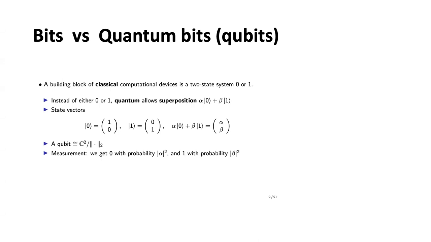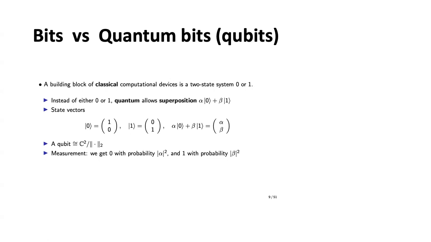Now let's compare bits versus quantum bits. A building block, as we said, of a classical computational device is the two-state system 0, 1. We all know that. Instead of either 0 or 1, quantum allows a superposition. That means it replaces this notion of 0, 1 with any linear combination of this form: alpha |0> plus beta |1>. By this notation, we mean the vector (1, 0), and by this notation, we mean the vector (0, 1). So whenever you see this linear combination, you should really think of the column vector (alpha, beta). In reality, as mathematicians, we can start thinking of a qubit as something that is isomorphic to a two-dimensional complex vector in accordance with this rule.